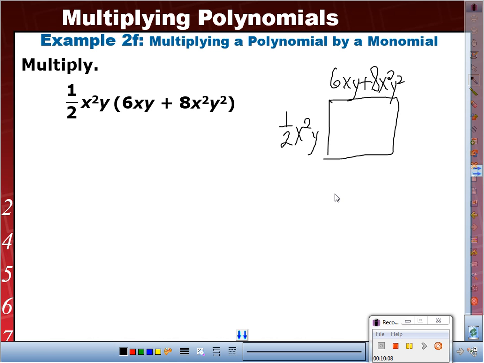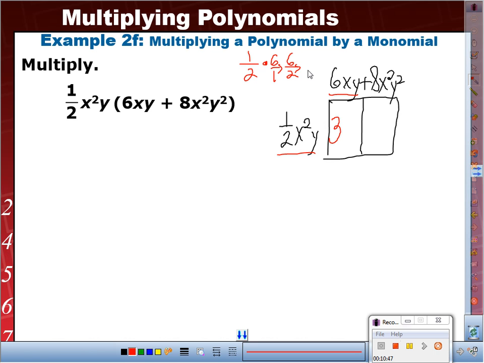Am I done setting up? No. What do I do? Put a line down after the first term, okay? So let's multiply. This times this. What do we get? We're multiplying 1/2 times 6. If you don't see it, write it out. 1/2 times 6. So this becomes 6 over 2, which becomes what? 3. Okay?